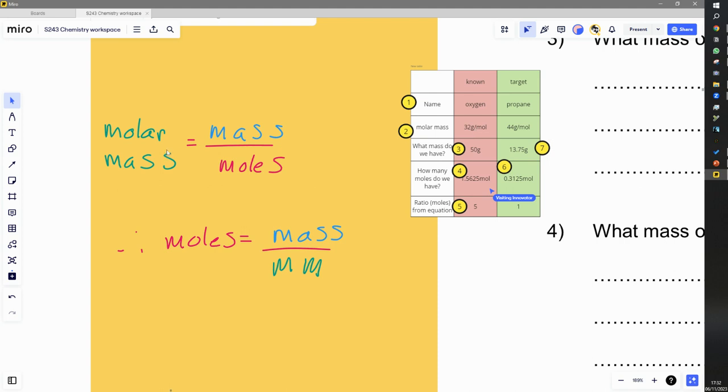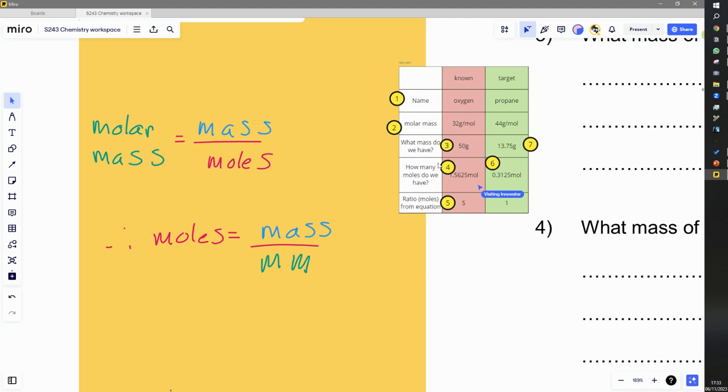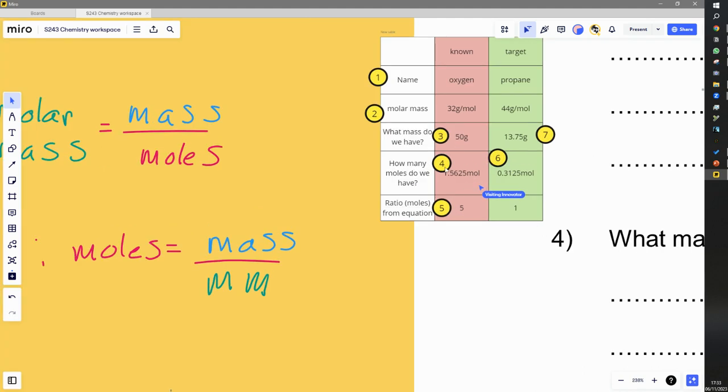The molar mass is mass over moles, and the way that I saw that is because the unit is grams per mole. So the unit for grams is the unit for mass, and moles is obviously the unit for moles. So mass over moles. And then we can just rearrange that formula: moles is equal to mass over molar mass. So it's 50 over 32, which gives us 1.5625.